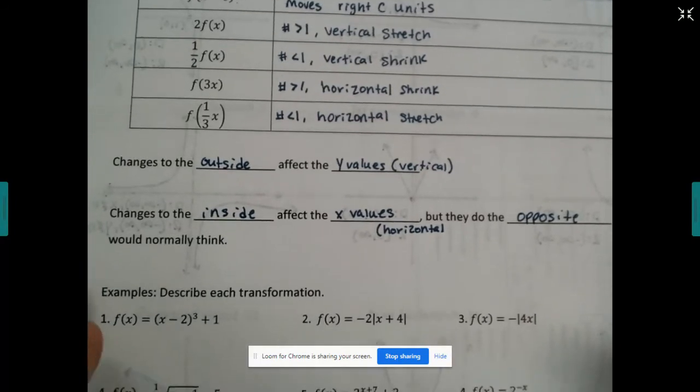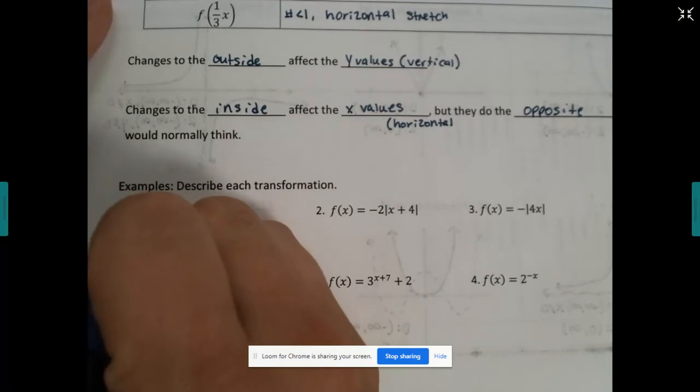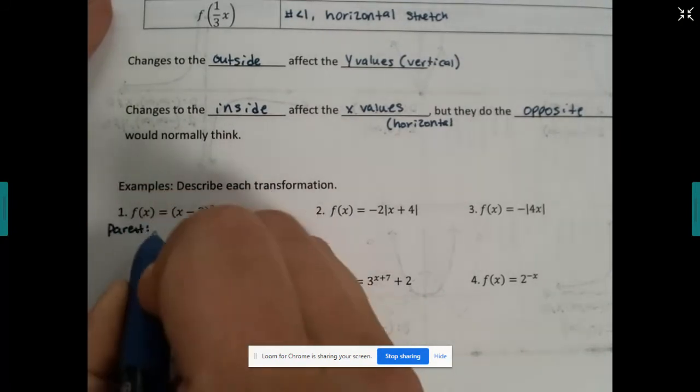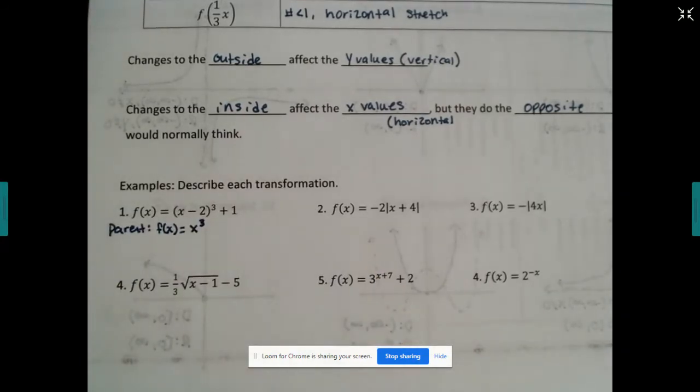So down here at the bottom, we are going to decide what our parent function would be, and we are going to say how did they move. So to figure out the parent function, what you want to do is look at, if you took all of your adding, subtraction, and multiplying away, what would you be left with? So if I took away my -2 and my +1, I would just be left with x to the third. So that would be my parent function. So my parent function is f of x equals x to the third. Okay, and so that just tells me what graph I am changing.